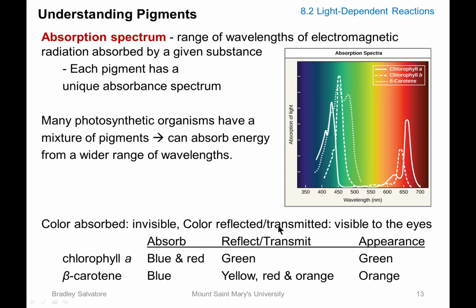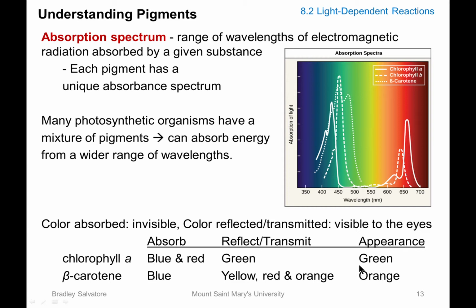So they will absorb that, and that color will basically become invisible to the eye. Because they are absorbed, the colors that are actually reflected or transmitted are what you see. So because they're reflecting and transmitting green, they will appear green. Beta carotene reflects these three colors, so it generally appears as a reddish, orange-ish color.